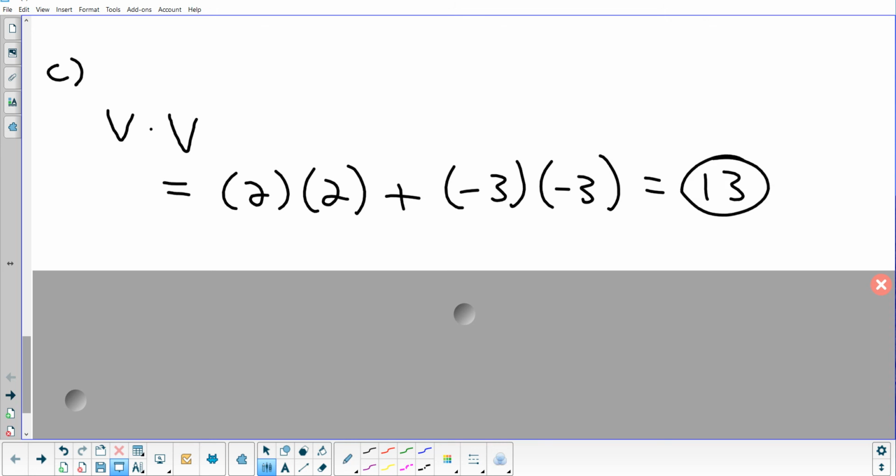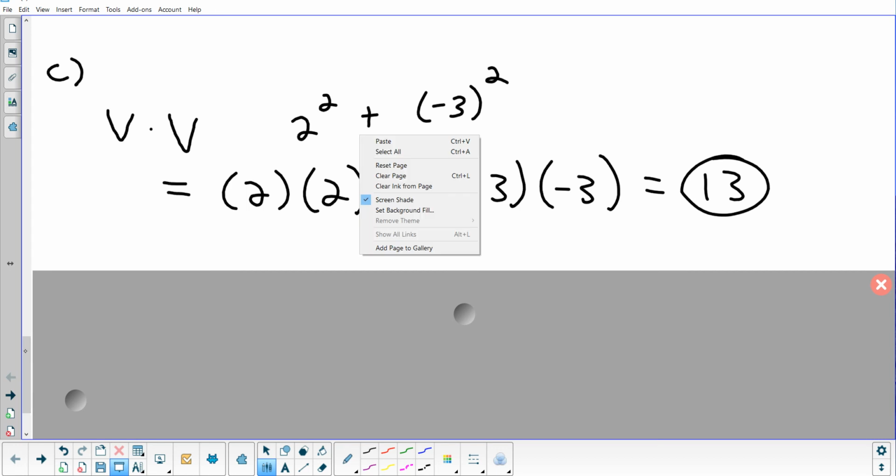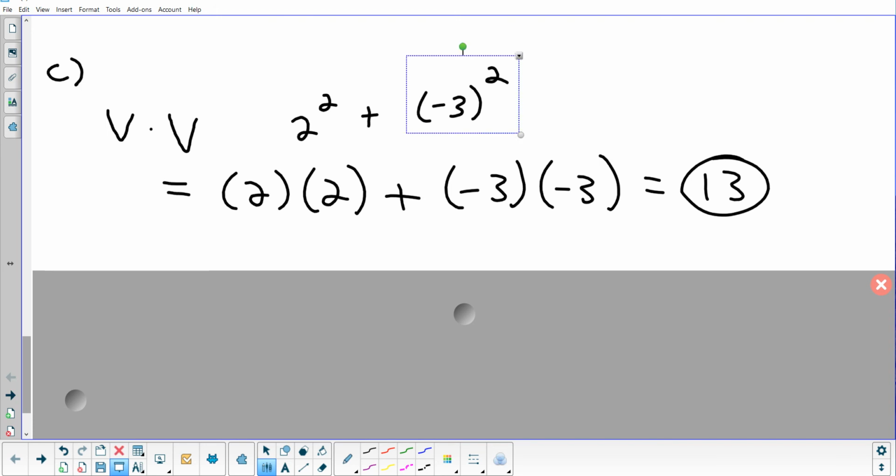Now, what's another way of saying 2 times 2, besides 4? I'm looking at a shorter way to write the calculation out. 2 squared plus negative 3 squared. Now, you took a number and you squared it. You took another number and you squared it. You added them up. Does that seem similar to something we've done earlier? It's kind of like the Pythagorean theorem, except you didn't take the square root. You squared one number, you squared another number, you added them up, you just didn't take the square root.